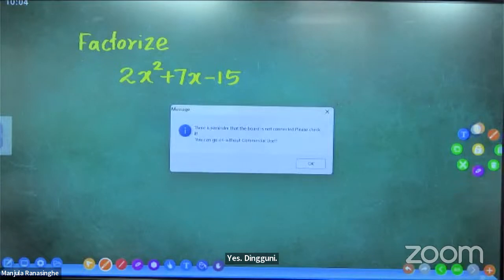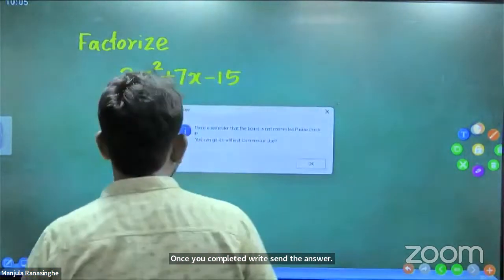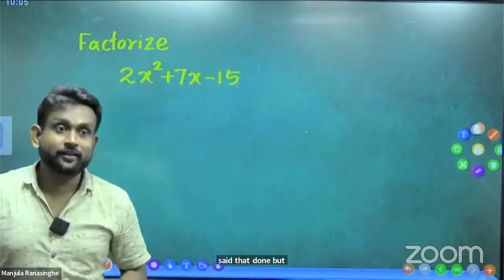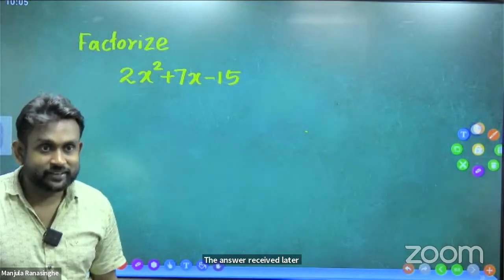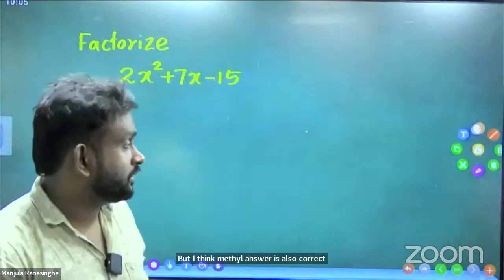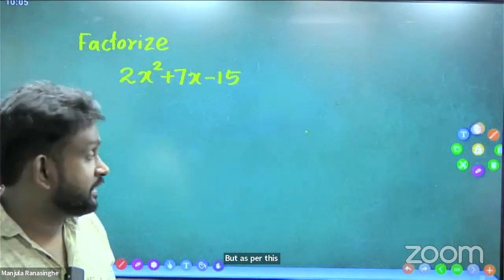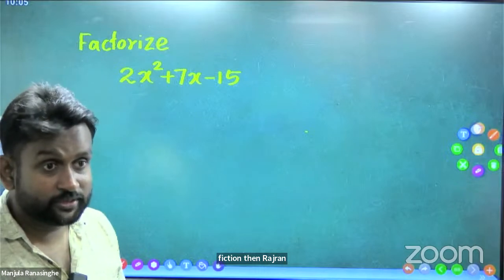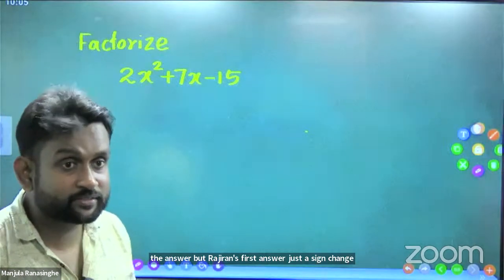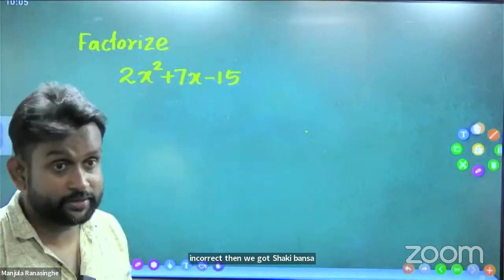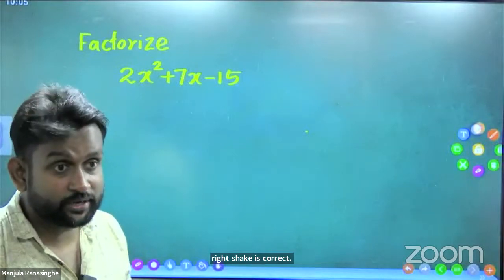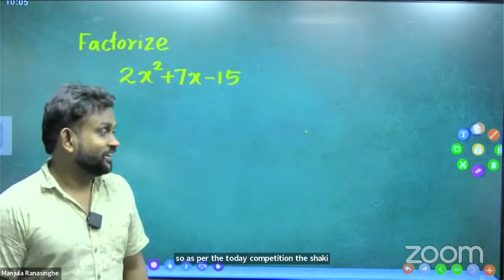Right, so these are our results. Now I will move to the summary. Once you completed, send the answer. Mithuli said that she was done, but the answer was received later. But I think Mithuli's answer is also correct. Rajaran sent the answer, but his first answer had just a sign change, so incorrect. Then we got Shakib's answer, which is correct. So as per today's competition, Shakib won as the first winner of the question.